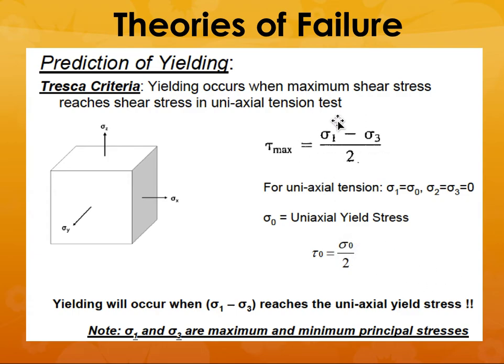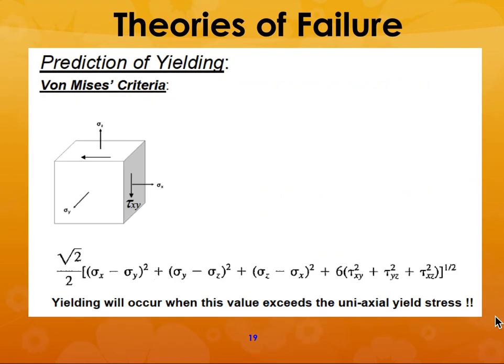And so if you know the shear strength of the material, if your normal stress becomes equal to half the shear strength, then the material will start yielding. So sigma 1 and sigma 3 are the maximum and minimum principal stresses. So you will be given these values and you will be asked to calculate those things.